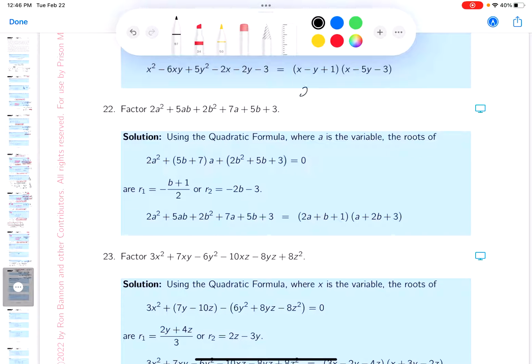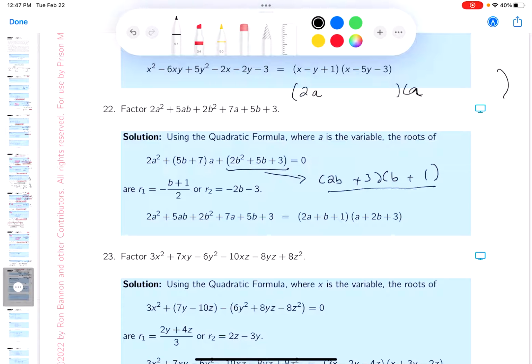Well, let me write this down. I would say 2A. Oh, before I do that, I'm going to factor this thing. And that's going to be 2B and B. And I'm going to say 3 and 1, plus plus. Does that work? 2B squared. 2 plus 3 is 5. Works like a charm. So let's write this down. So I'm going to say 2A and A.